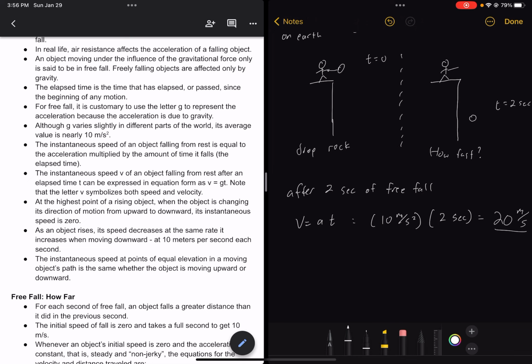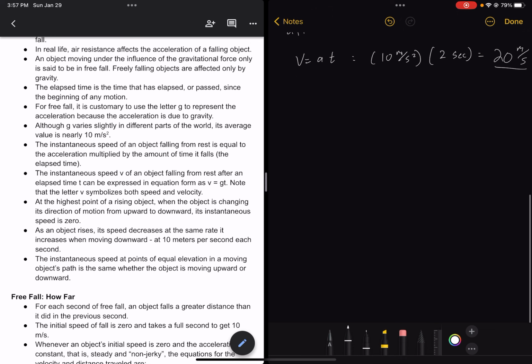And if you fall for 3 seconds, you're going to be going 30 meters per second, 4 seconds, 40 meters per second. You get the idea. This is part of the reason we use 10 for gravity. Technically, the gravity on Earth is 9.8, but 10 is close enough, right? You're only 2% off, and it makes it way easier to calculate. You don't need a calculator. You can just use 10. You're going to be close enough, and it makes these problems a lot easier to understand and deal with.